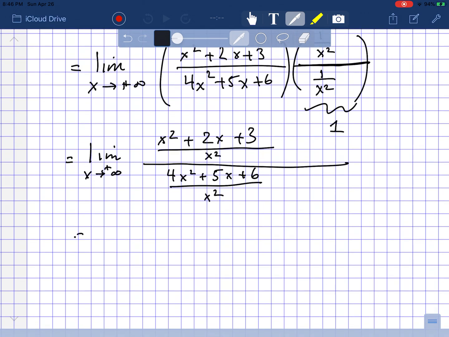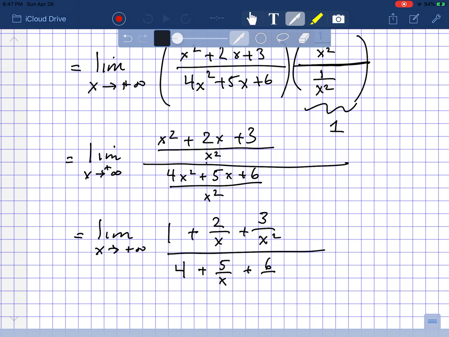And this can be written in the following form. X is going to plus infinity, so it's our limit. Then I'm just going to divide here. X squared goes into x squared one time. X squared goes into 2x, 2 over x times. And x squared goes into 3, 3 over x squared times. And then in the denominator, we have 4 plus 5 over x plus 6 over x squared.